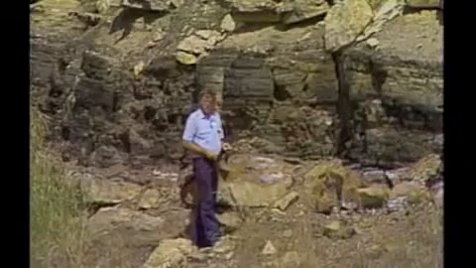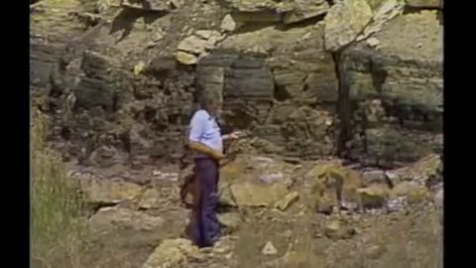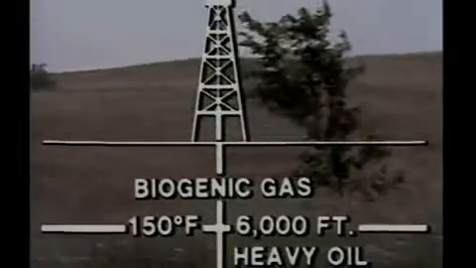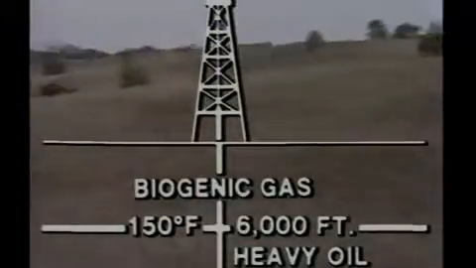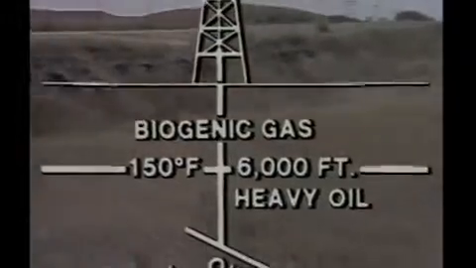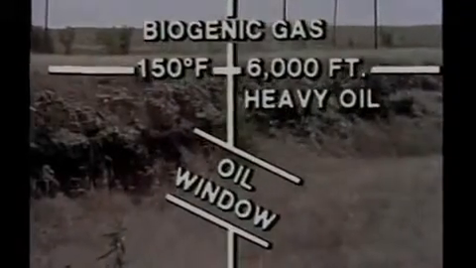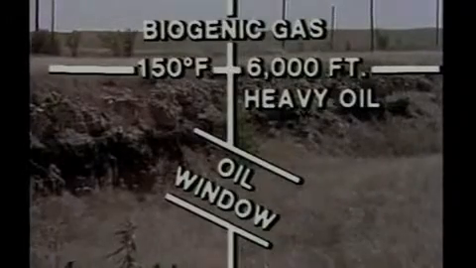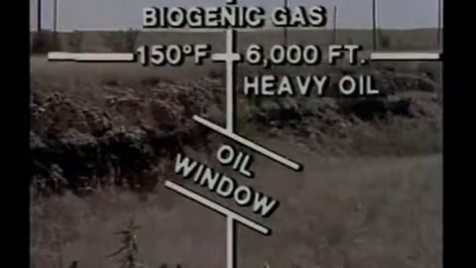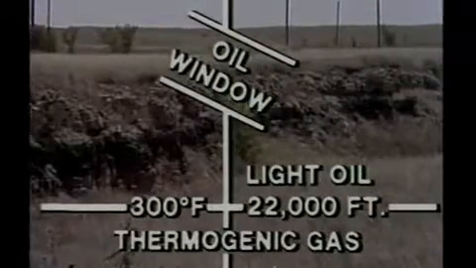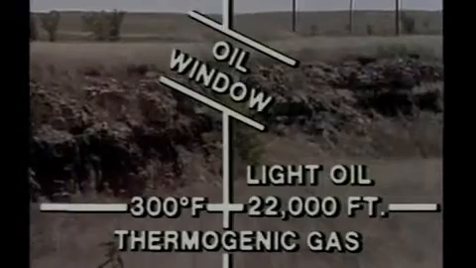As you go down in the earth, it becomes hotter and hotter. From the surface of the earth down to about 150 degrees Fahrenheit, only bacteria works on this organic material to produce methane gas. But after you reach about 150 degrees Fahrenheit, temperature takes over and turns the organic material into oil. Heavy oil is produced at very shallow depths, from about 150 degrees Fahrenheit down, and light oil at the deeper depths and higher temperatures down to about 300 degrees Fahrenheit.